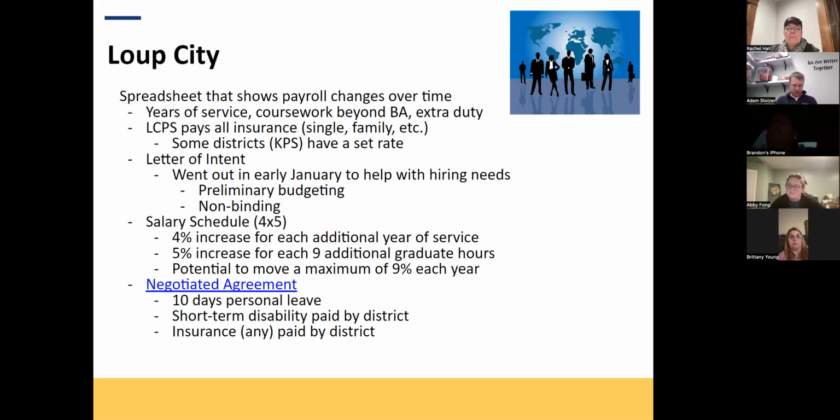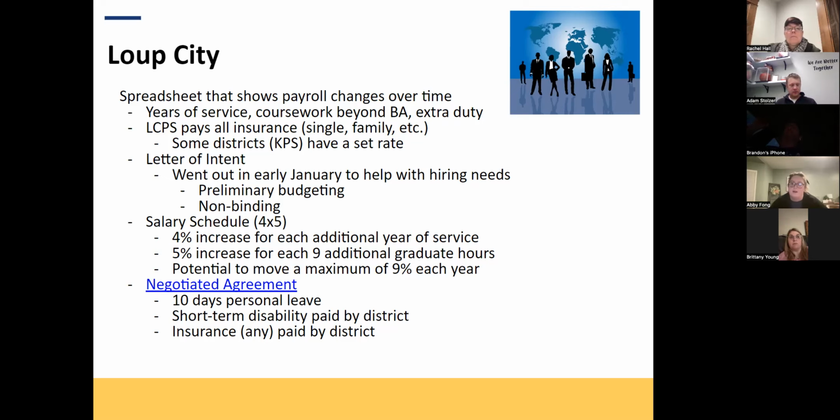Just like we talked about with insurance, Loop City does pay all insurance. So I am on a single one, but another administrator who makes just a little bit less than me is on the family insurance. And so her total that Loop City is paying for her to be employed there is more than mine because she does have that insurance. I thought that was kind of interesting.